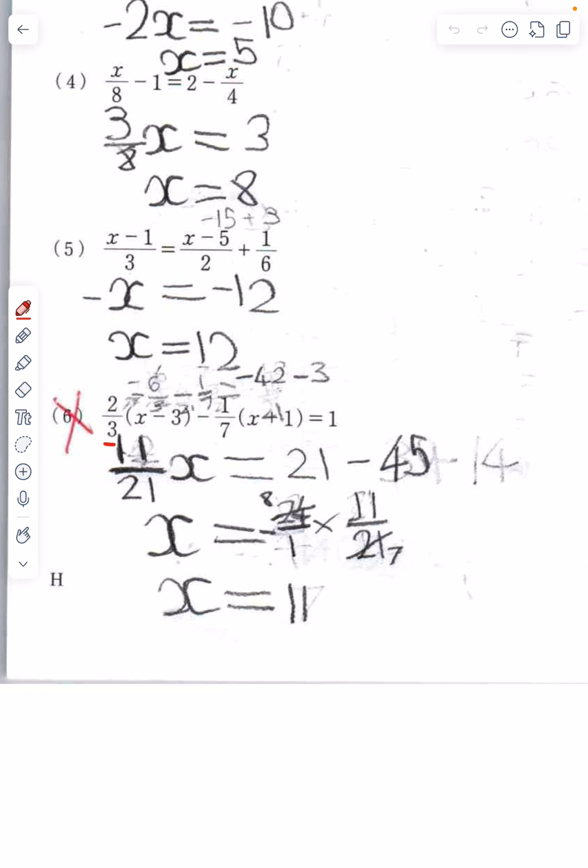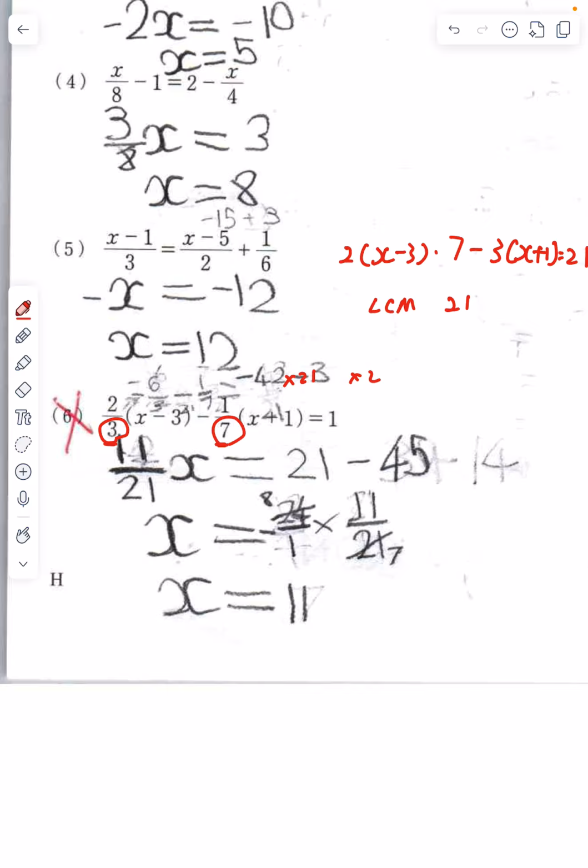So when you see fractions on both sides of the equation, what you're going to do is find the LCM of the fraction denominators, which is 3 and 7. In this case, it is going to be 21. So you're going to multiply both sides by 21. On the left side, if you multiply it by 21, you should be getting 2x minus 3 times 7 minus 3x plus 1 equal to 21.